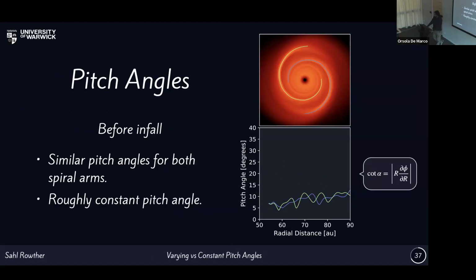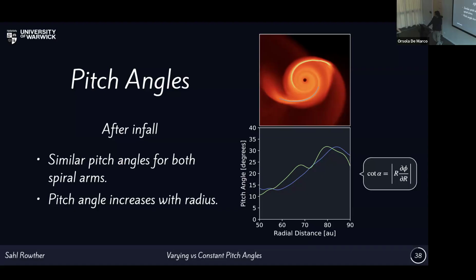One of the other ways we can identify a gravitationally unstable disk is based on the pitch angle of the spiral arms. In an isolated gravitationally unstable disk, the pitch angles are symmetric and constant with radial location, which is exactly what we find when calculated for the disk before infall. After infall, both pitch angles are still similar, but now they increase with radial location, showing that infall can change how gravitational instability looks.